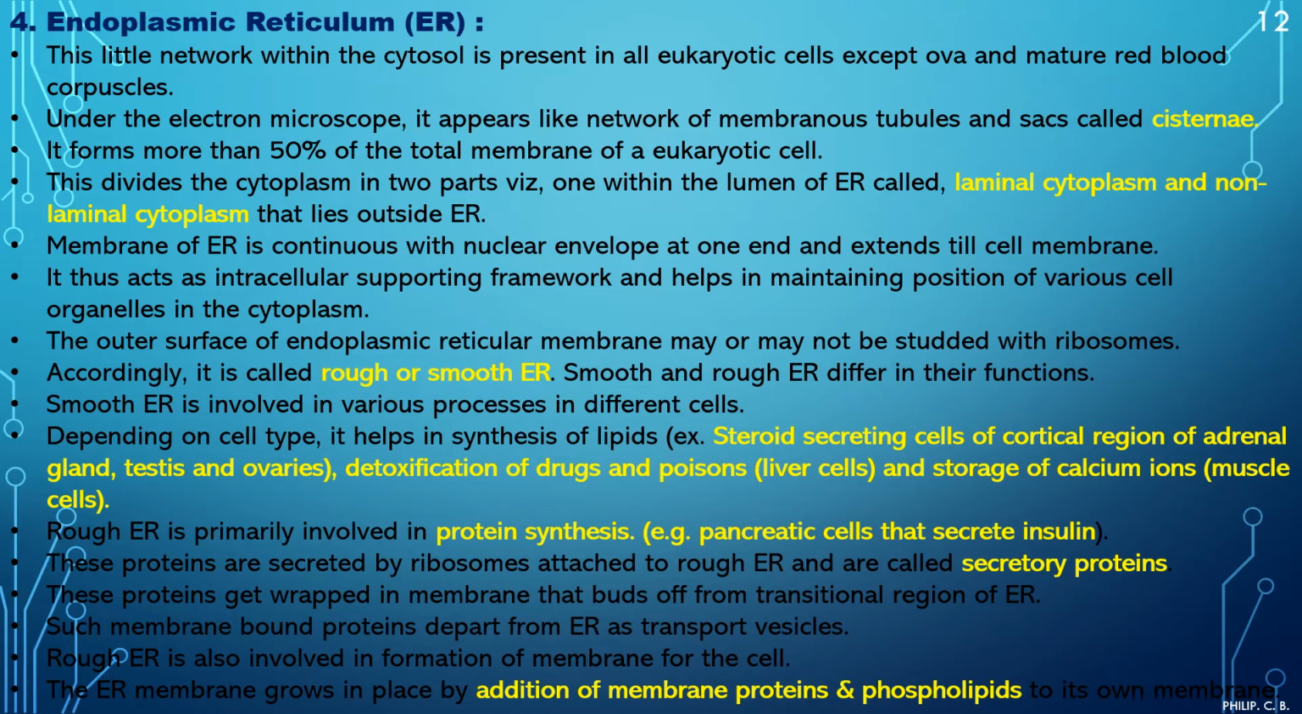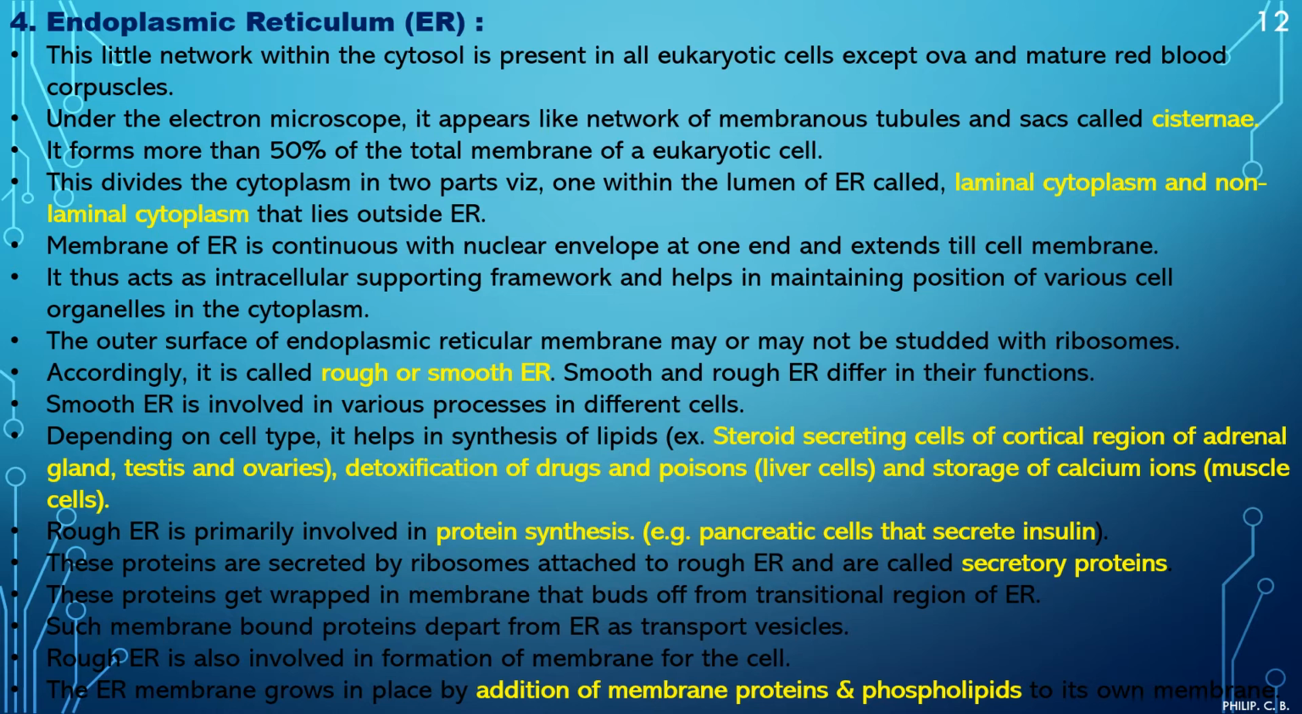The outer surface of the endoplasmic reticulum membrane may or may not be studded with ribosomes. You can see that a certain part of the endoplasmic reticulum may have ribosomes, and a certain part may not. If ribosomes are present, it is rough ER. If absent, then it is smooth ER, right? Smooth and rough ER differ in their functions as well. Smooth ER is involved in various processes in different cells. Depending on the cell type, it helps in the synthesis of lipids.